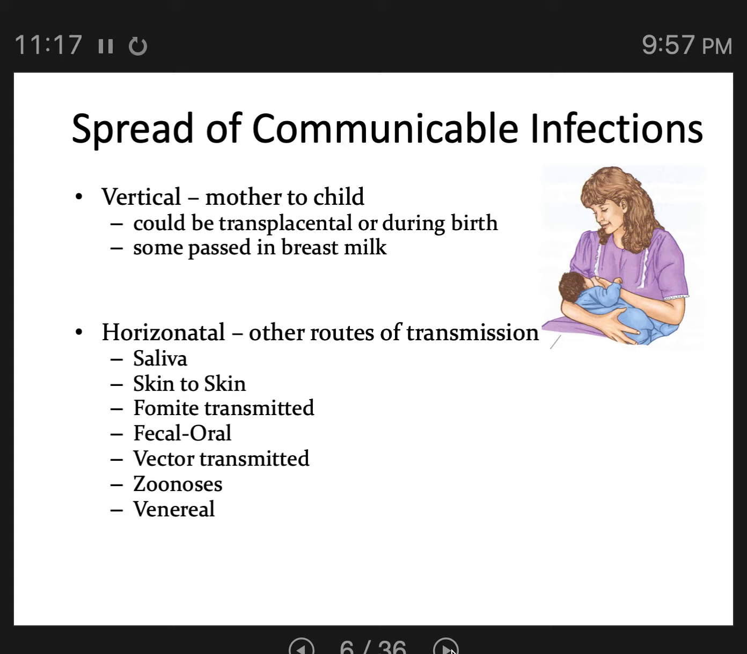Then horizontal transmission of disease can include many things: saliva, skin-to-skin contact, fomite transmission. Fomites are inanimate objects. The fecal-oral route, vectors. These are usually insects that bite. And other ways, zoonoses, venereal diseases. So we'll cover all of these and how they move from person to person.